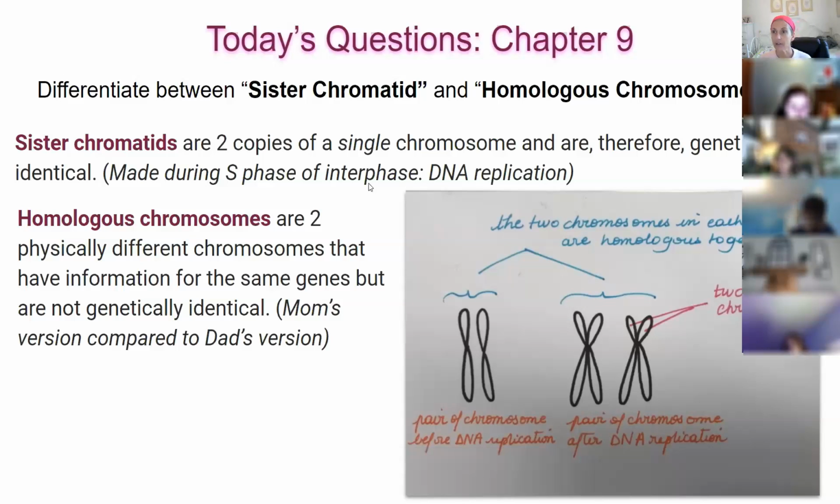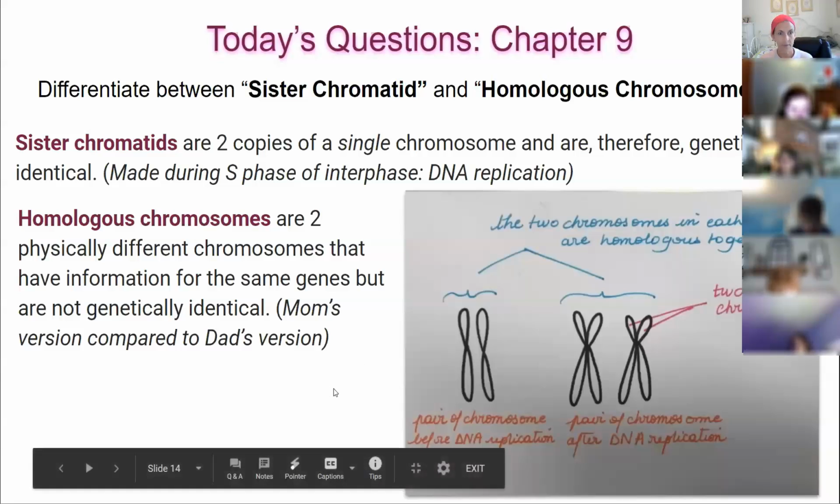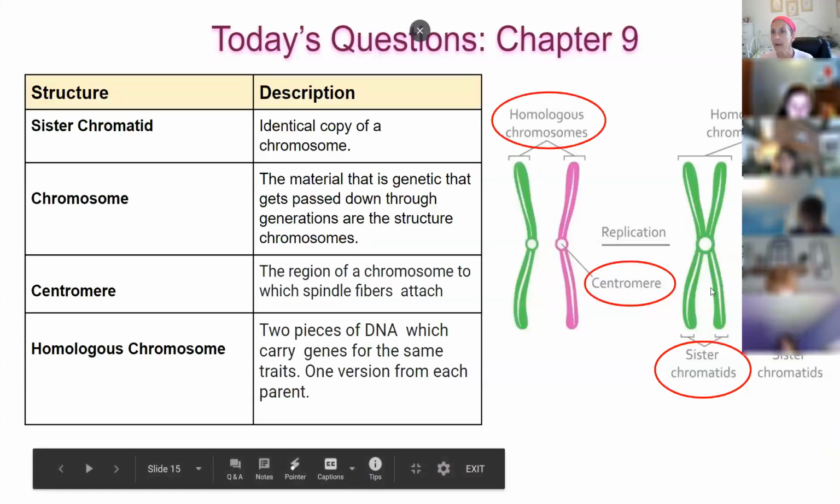Homologous is similar. So mom's version of number 1 is homologous to dad's version of number 1. They're not identical. They both carry information for hair color, eye color. I'm just making that up, but let's assume they both carry information for hair color and eye color, but they might not carry the same information. Maybe mom says blue eyes and blonde hair, and dad says brown eyes, brown hair. So similar in the information that they carry, same chromosome length, centromere position, but not identical. Now I'm going to go to the definition page so I can maybe give you a better picture of this.